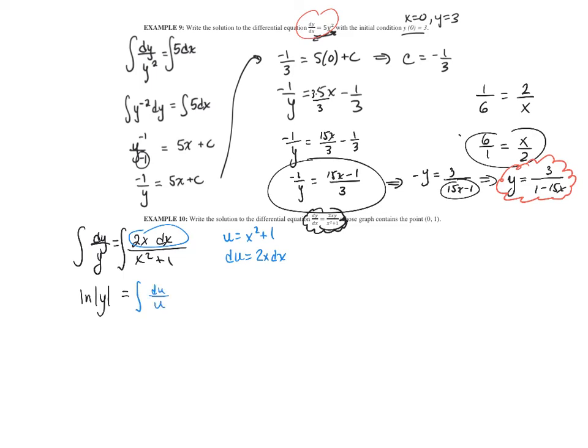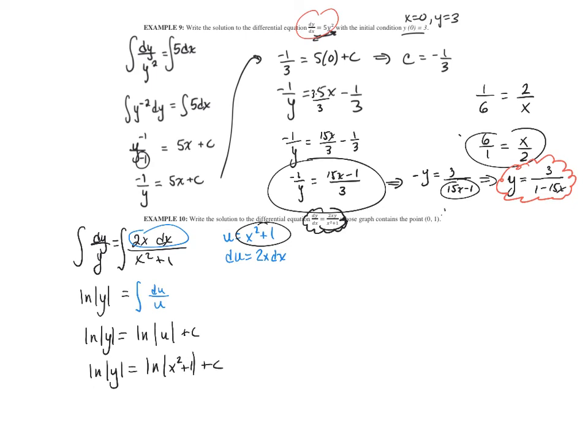And so integrating that, we're going to proceed and get the ln of the absolute value of y is equal to the ln of the absolute value of u plus c. But let's come back to what u was. Ln of y is equal to the ln of x squared plus 1 plus c.